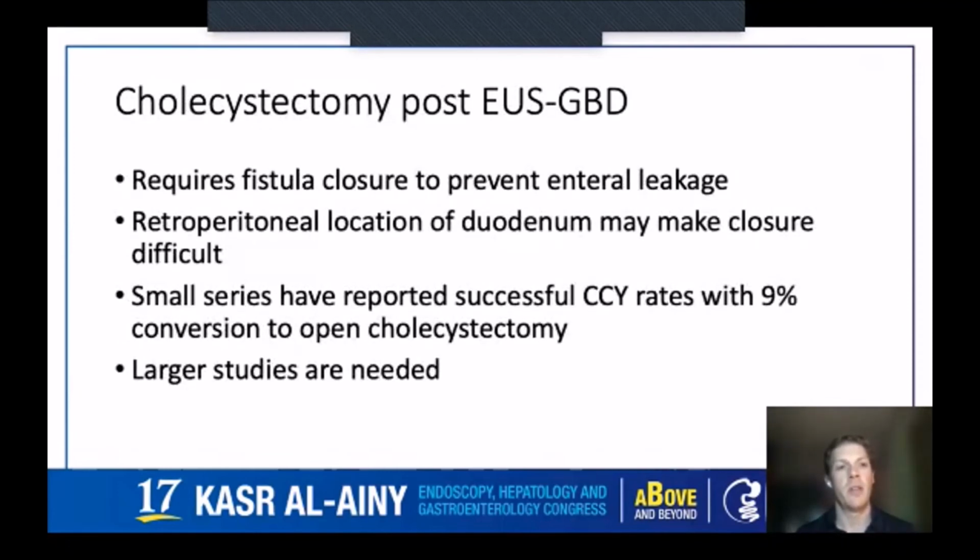One of the big questions is whether patients who have undergone EUS-guided gallbladder drainage can eventually have a cholecystectomy. Cholecystectomy post-EUS gallbladder drainage requires fistula closure to prevent enteral leakage. The retroperitoneal location of the duodenum may make fistula closure difficult. Small series have reported successful cholecystectomy rates with 9% conversion to open cholecystectomy. However, larger studies are needed to definitively answer this question.